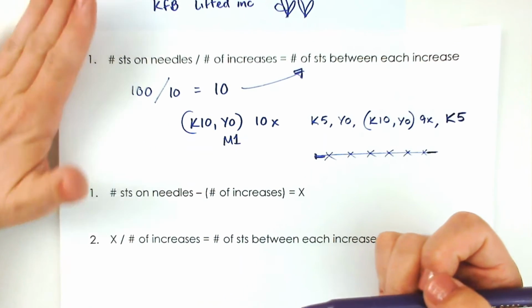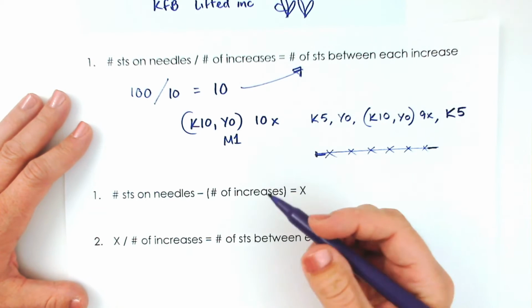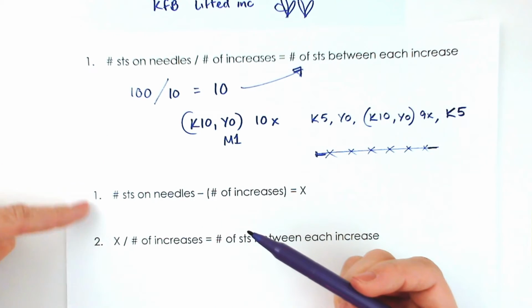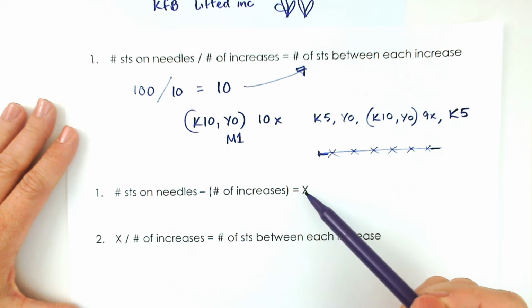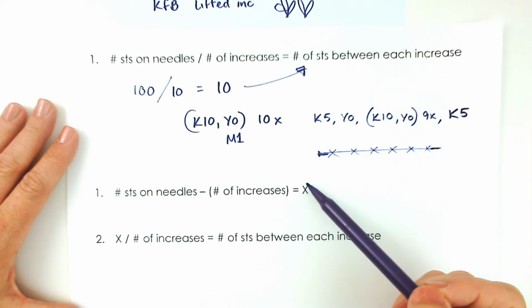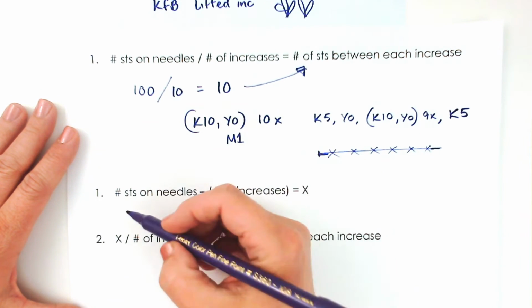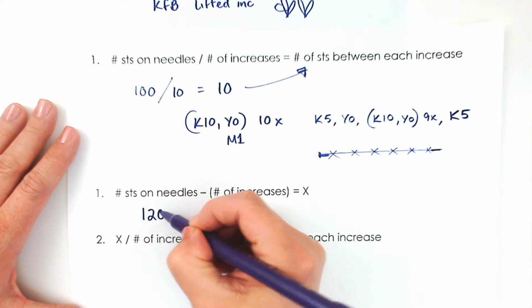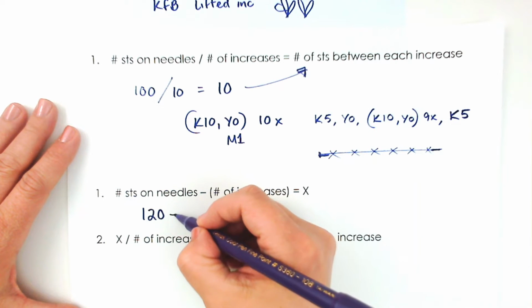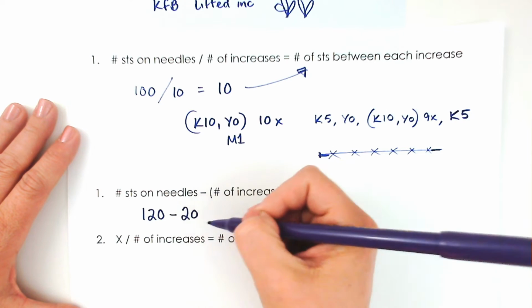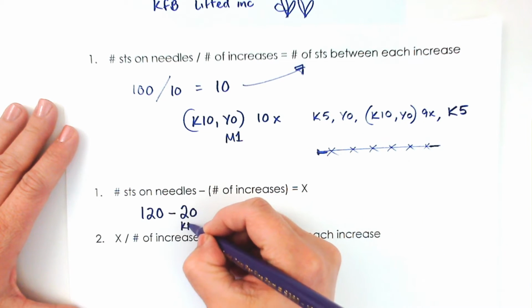Now let's go a little more challenging. This would be a knit front back increase, so there are 2 steps to this equation. The first step is figuring out how many stitches we're working with for our increasing. If we have, in this instance, 120 stitches on our needles, and we want to increase 20, we need 20 stitches to work our increases off of because we're working knit front back.